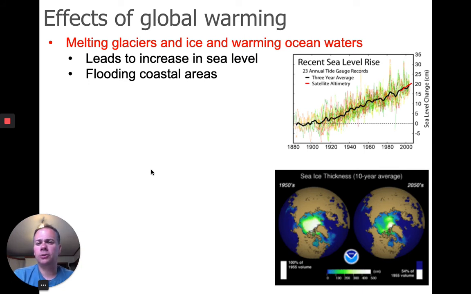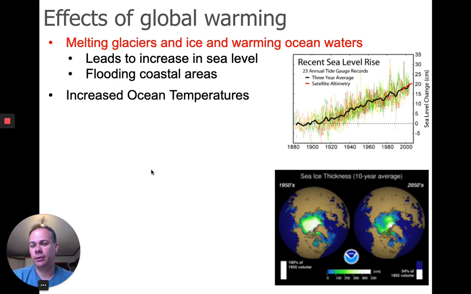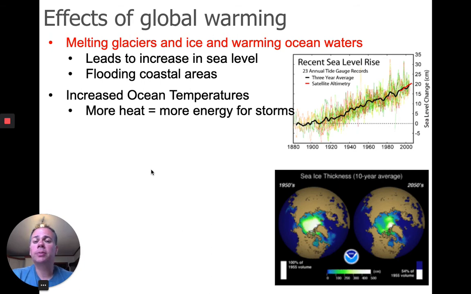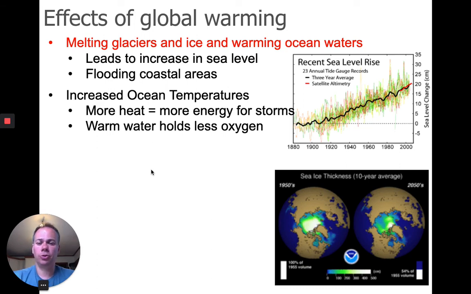Leads to flooding in coastal areas. Huge numbers of people live on coastal areas. Huge major cities are often located on the coast. Think of Miami or Boston or New York City. These are cities that are on the ocean, and as the ocean level rises, that's going to lead to flooding of these areas. As the oceans become warmer, that heat is the fuel for storms. So hurricanes, tropical storms, the energy for those storms comes from heat within the ocean. So if we increase the temperature of the ocean, we increase the intensity of those storms.